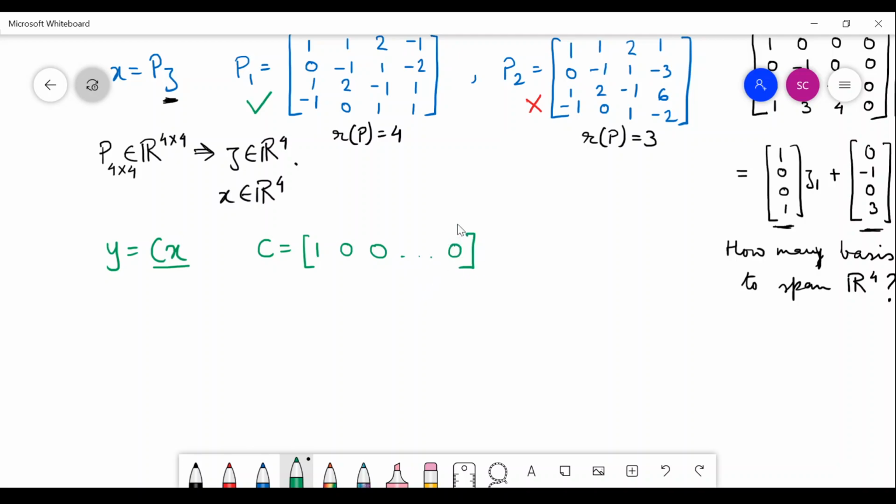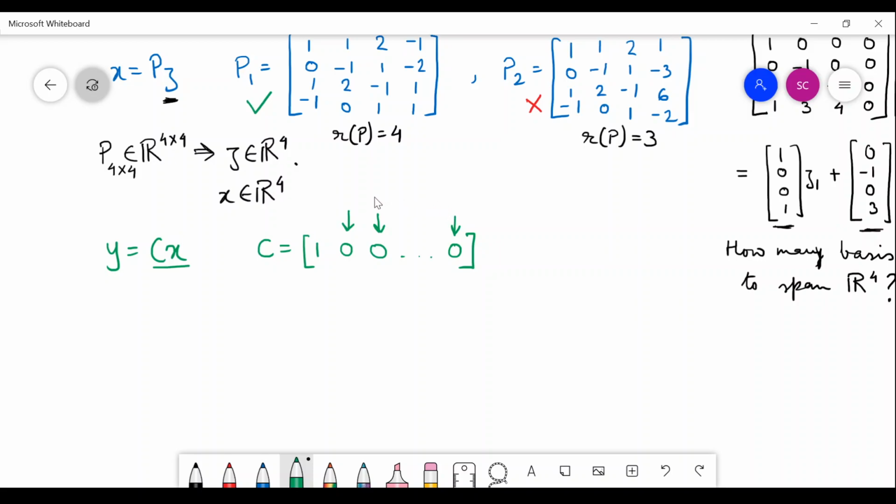Normally you have seen so far that C is basically something like this most of the time. Most of the columns are 0, and only one column is non-zero. So like that you are having your y equals Cx relationship. In some cases C has all the columns non-zero, that is also true.